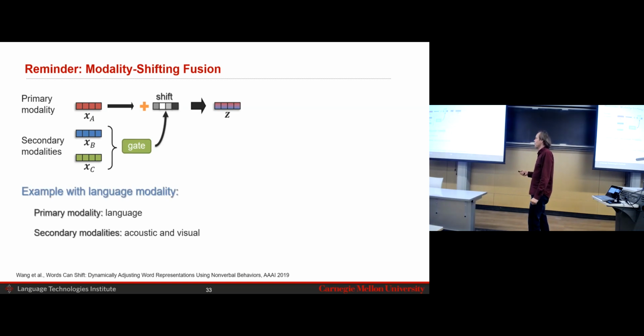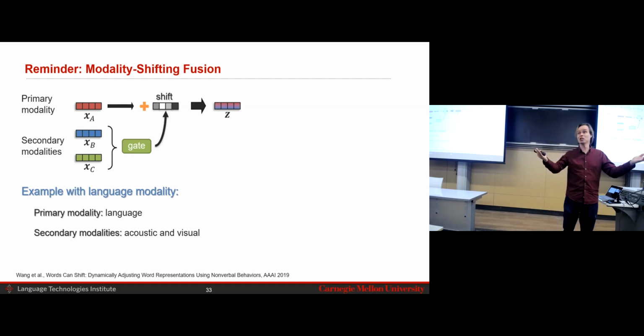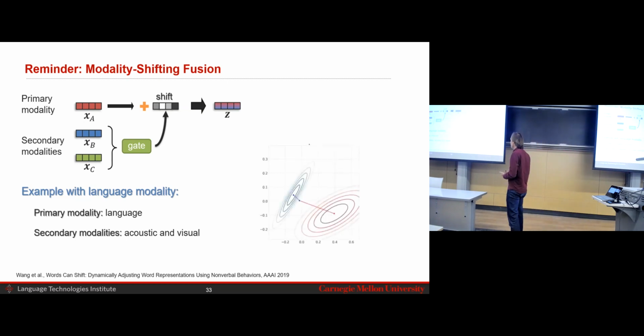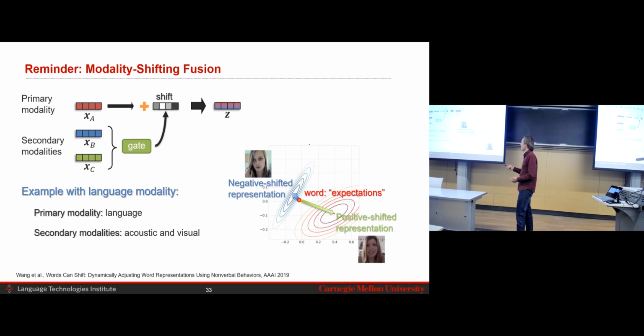And so one example is multimodal sentiment, because multimodal sentiment analysis was originally a language task. It was sentiment analysis for language. And I already showed the results where the word expectation could be shifted to be negative or could be shifted to be positive based on the audio and the visual. So now, how do I do a transformer version of that?